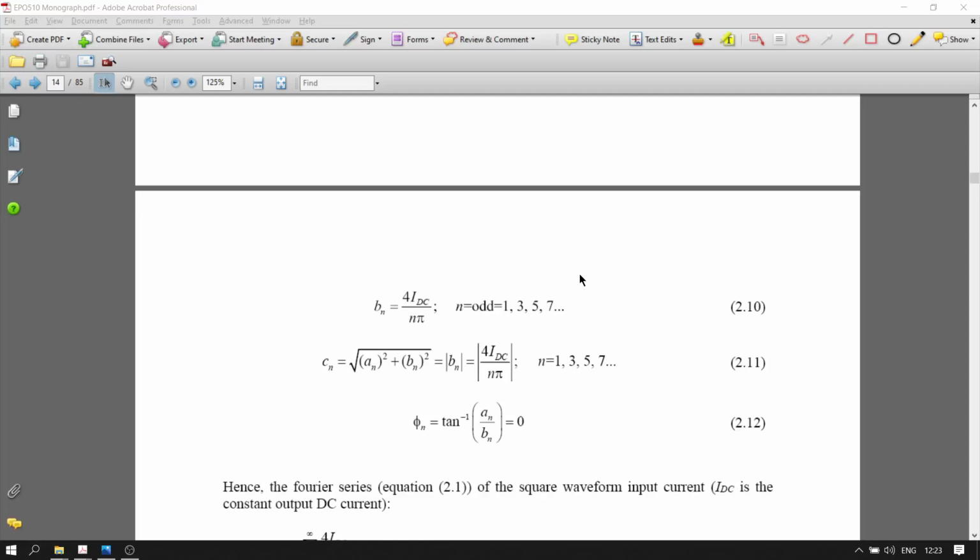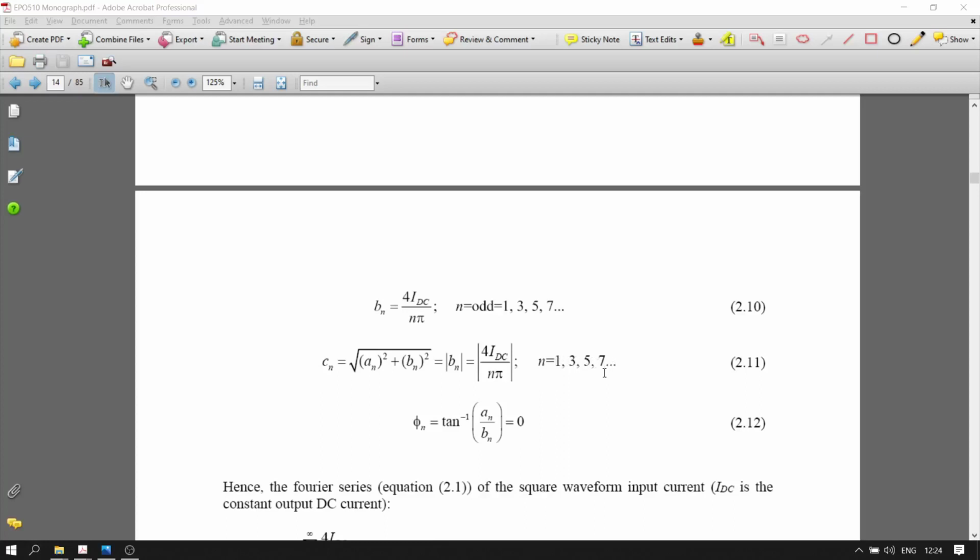Remember from the properties? What is left is only for n odd, which is 1, 3, 5, 7. And finally, our target is actually to get the Cn, because the Fourier series is always described by the Cn. So you have An squared plus Bn squared. We know that An is 0. So Bn equals 4 IDC over n pi, and n equals 1, 3, 5, 7.